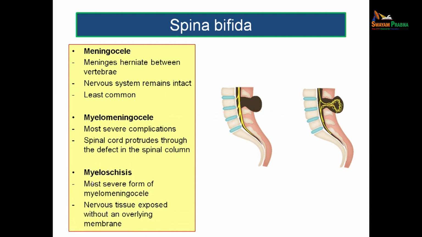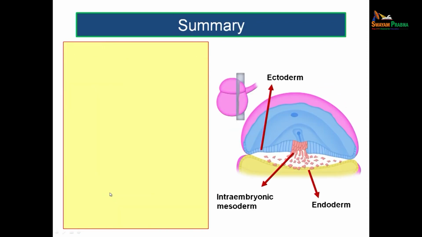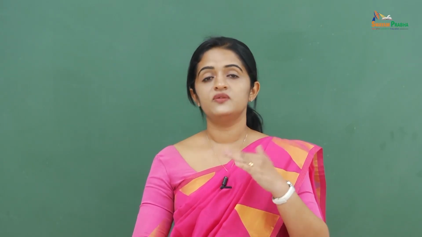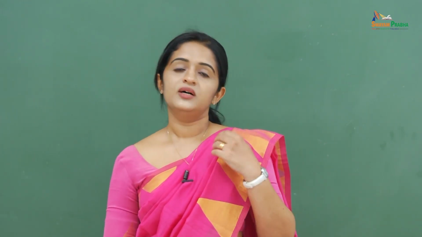Now, another variety is known as myeloschisis. Myeloschisis is said to be the most severe form of myelomeningocele. In myelomeningocele you can see the nervous tissue which is closed by the meninges, that is closed by the membrane, but in myeloschisis the entire nervous tissue will be lying outside without even getting covered by a membrane. So, myeloschisis is said to be a severe form of myelomeningocele.